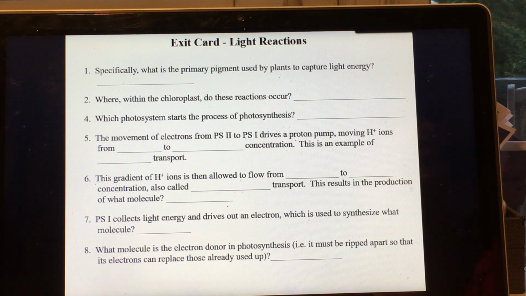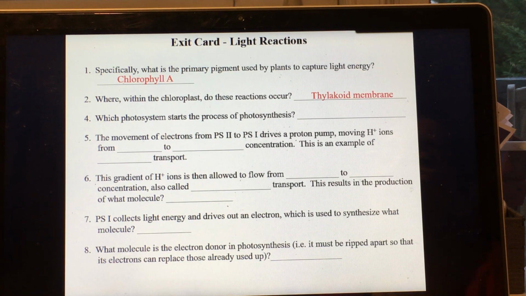So, the primary pigment used by plants to capture light energy is chlorophyll A. These reactions occur within the thylakoid membranes, and photosystem 2 starts off the process of photosynthesis. The movement of electrons from photosystem 2 to photosystem 1 drives a proton pump moving hydrogen ions from low to high concentration. This is an example of active transport. This gradient of hydrogen ions is then allowed to flow from high to low concentration, also called passive transport, and more specifically, it's called facilitated diffusion. This results in the production of ATP.